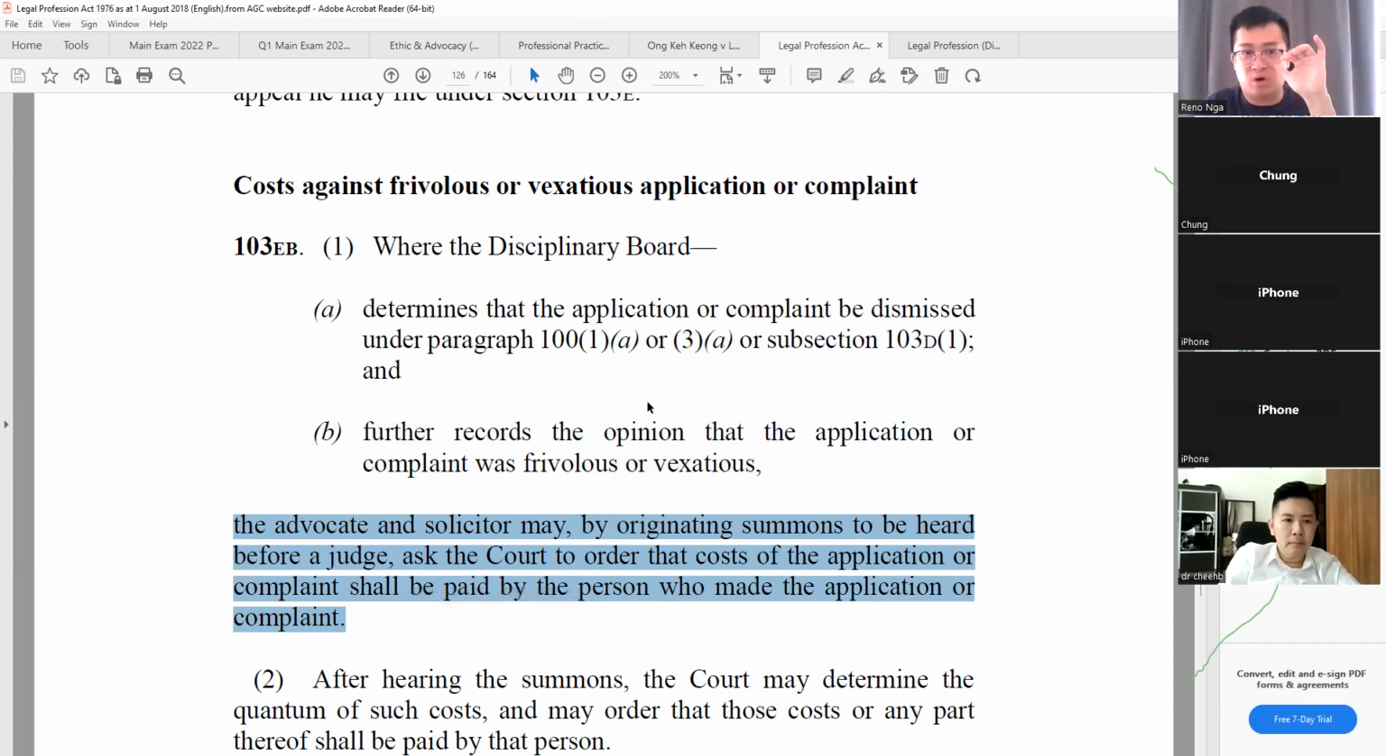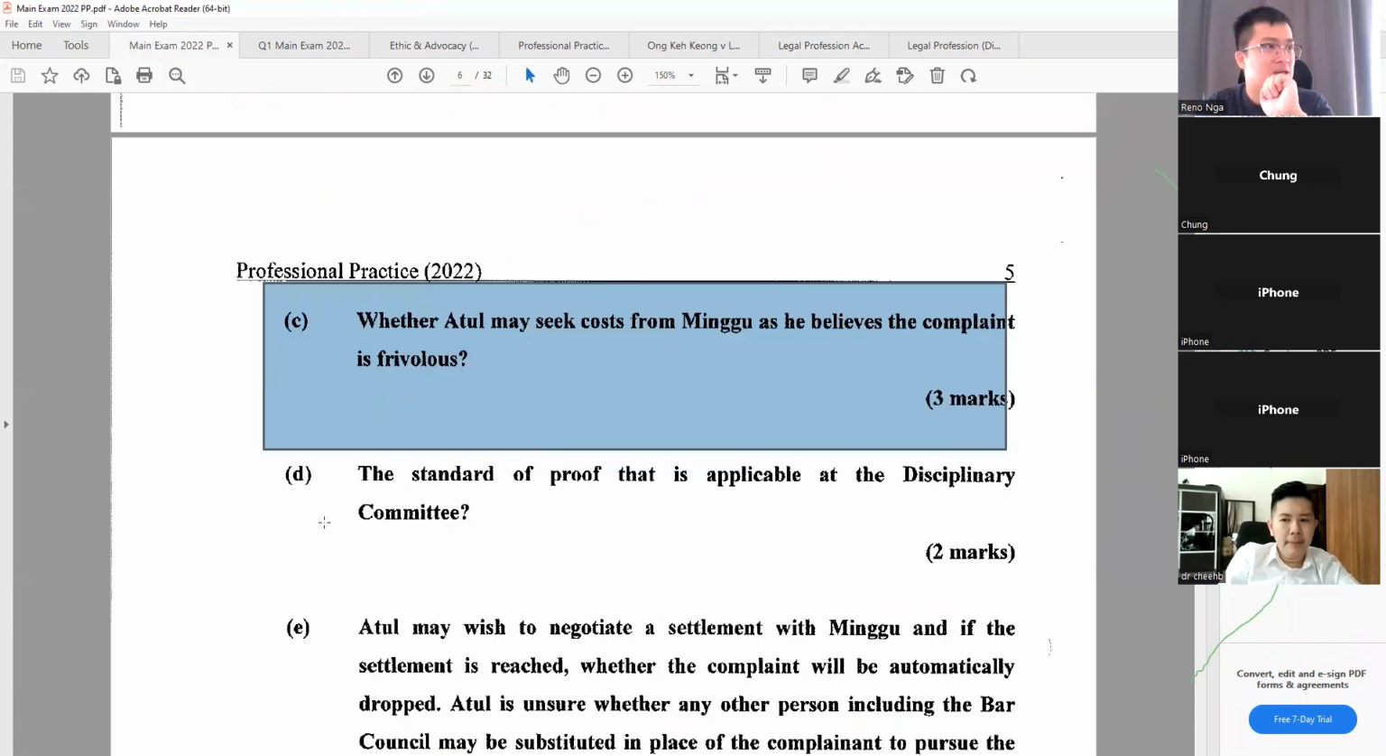So you can actually ask for cost. Our friend A can ask for cost pursuant to 103 EB. This one. Okay. Then next one.